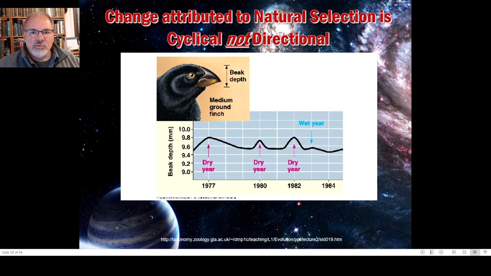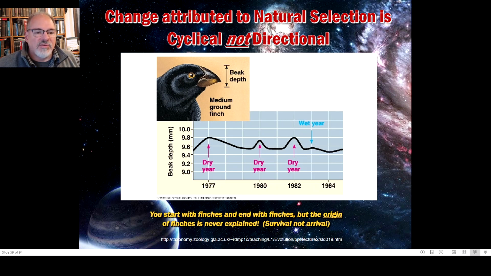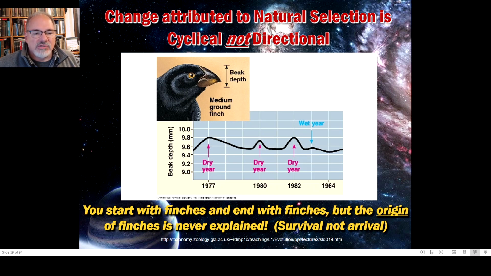If these finches need to break nuts with their beaks in order to eat and survive, then the finches with the larger beaks end up being able to eat and survive during the times when there are the larger nuts that they need to be able to crack. During the other times, smaller beaked finches can survive because they don't need the power of their beak in order to break the nuts to survive. So you start with finches and end with finches, but the origin of finches is never explained. It's survival, not arrival of the species that's discussed.